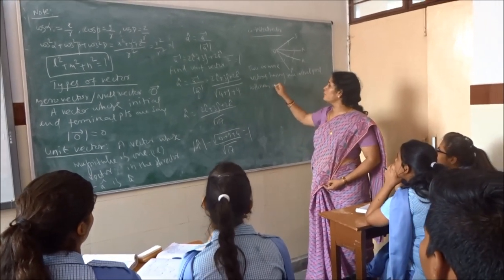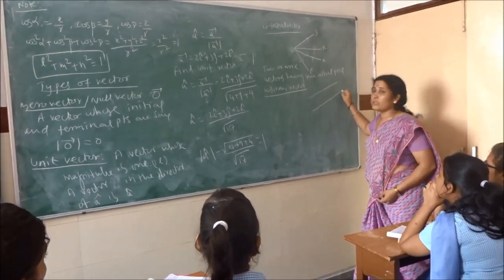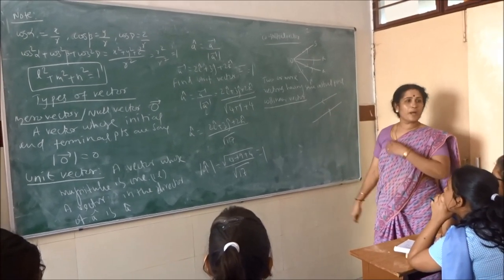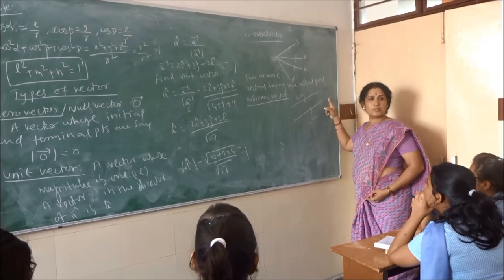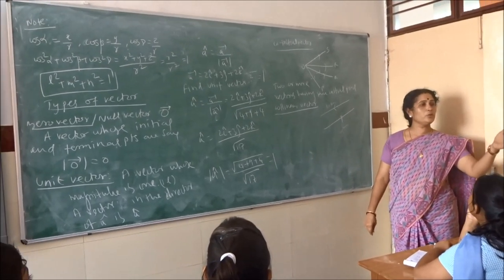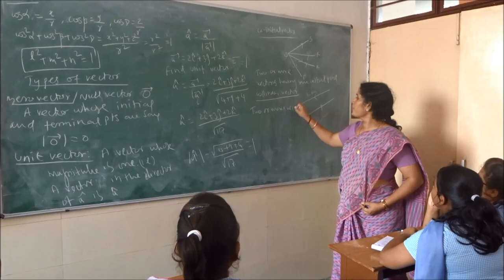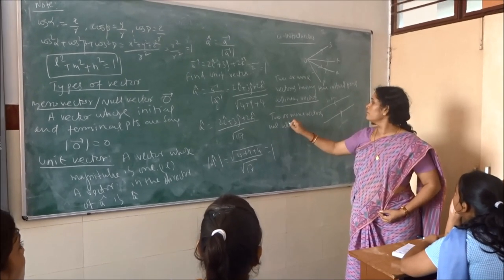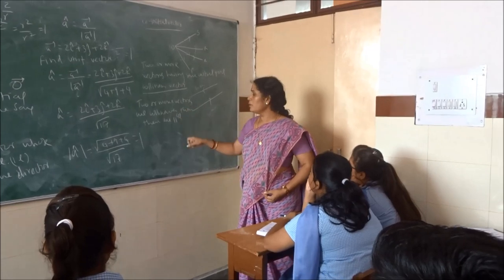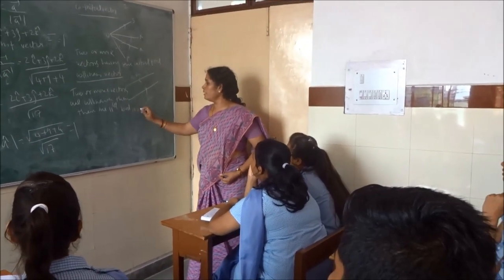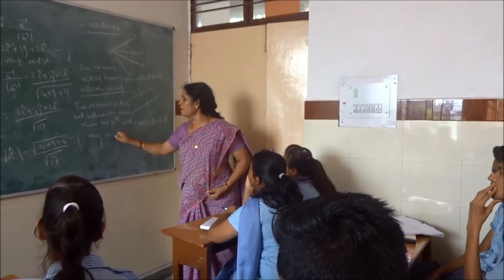What is a collinear vector? If two vectors are collinear, they are parallel to each other irrespective of direction and magnitude. Maybe this is 10 km, maybe this is 20 km. The direction is this one, the direction is this side. So irrespective of direction and magnitude, but they must be parallel. So if two or more vectors are collinear, then they are parallel, irrespective of magnitude and direction.